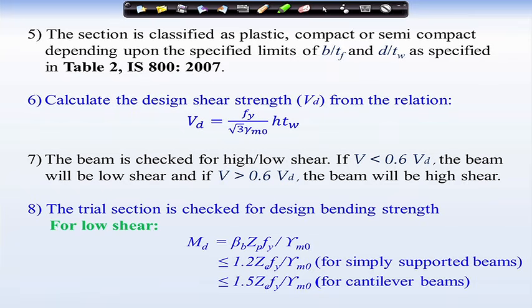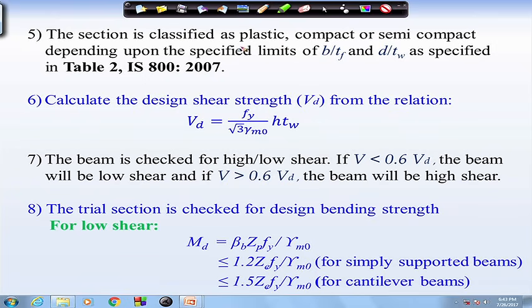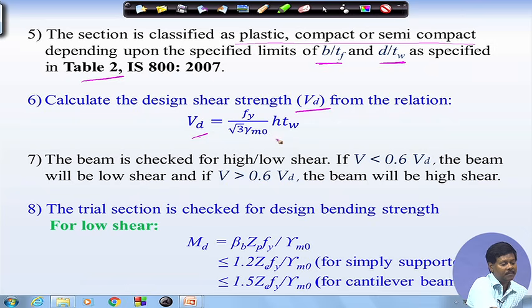Then we classify the section as plastic, compact or semi compact from Table 2. Depending on the b by tf ratio and d by tw ratio, I can find from Table 2 whether the assumed section is plastic, compact or semi compact. Once it is done, I can find the design shear strength Vd. Vd is calculated as Fy by root 3 gamma m0 into h into tw, where h, or D as I told earlier, is the overall depth.